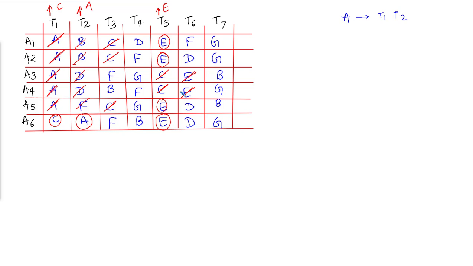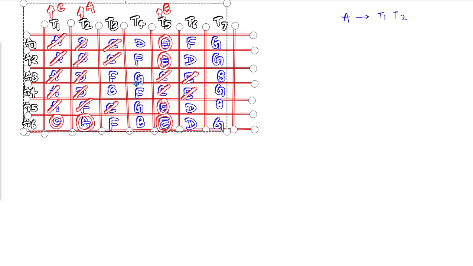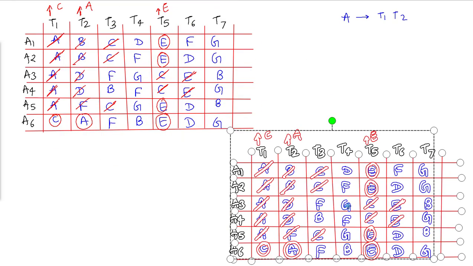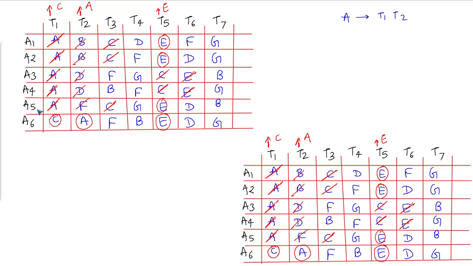So what I will do is make a few cases. Let's have a look at the cases. My first case is terrorist T3 is B, and my second case is terrorist T3 is F, because terrorist T3 can be B or F.